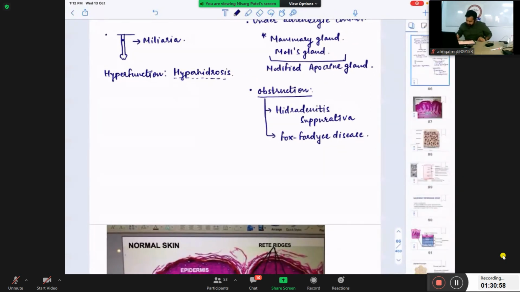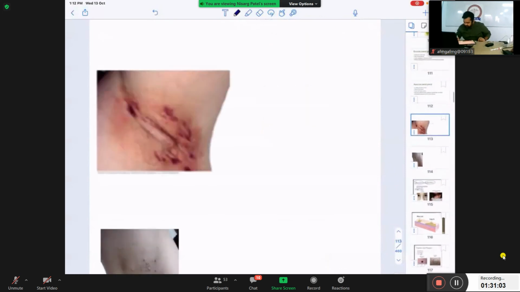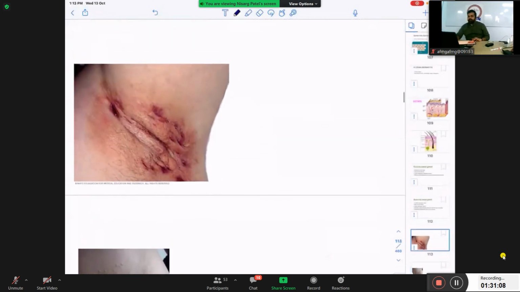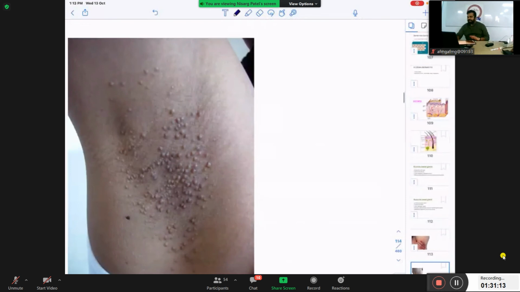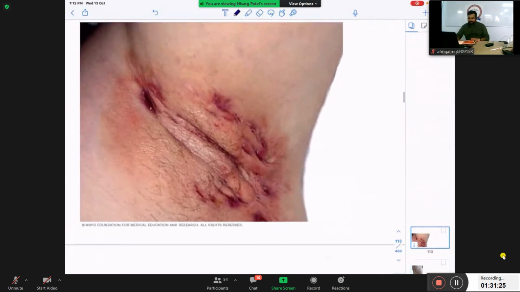Okay. So I will show you the photo of these two diseases. See this. The first disease is Fox Fordyce disease. As the name suggests, there is no inflammation. But in hidradenitis suppurativa, the name is telling you there is hidradenitis, right? So how can you differentiate?